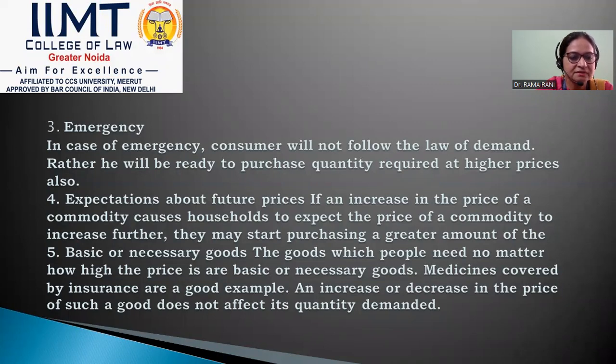Next is expectations about future prices. If an increase in the price of a commodity causes households to expect the price to increase further, they may start purchasing a greater amount of the goods. Next are basic or necessary goods, which people need no matter how high the prices are. Medicines covered by insurance are a good example.